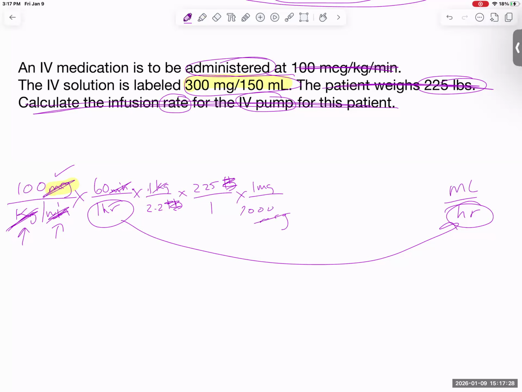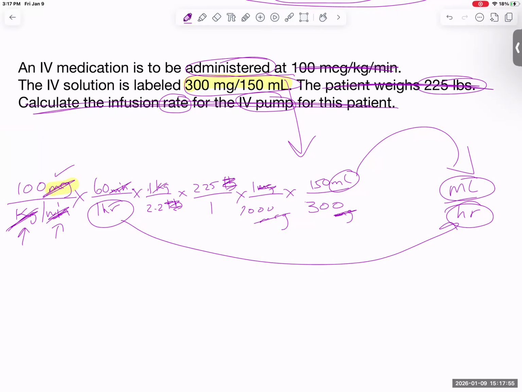Crosses off my micrograms. So now how do I get rid of the milligrams? Use my concentration. When I do that, it'll also give me my milliliters. So 300 milligrams in 150 milliliters. Crossing off my milligrams, that leaves me with milliliters in my numerator. So I am ready to solve because every other unit of measure is removed. So now it's just math. It's gross math. It's quite disgusting, but it's math nonetheless.